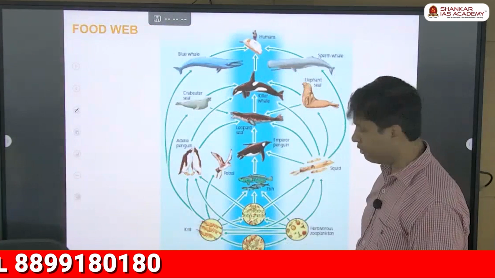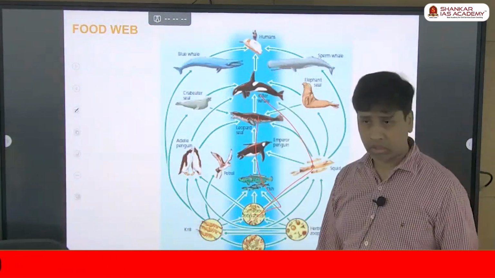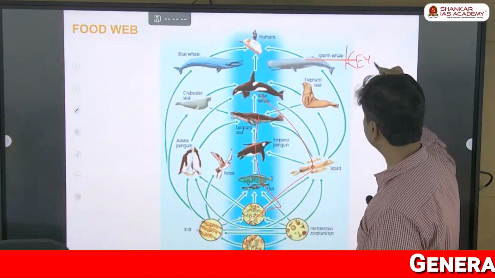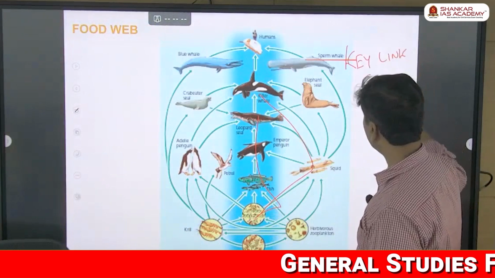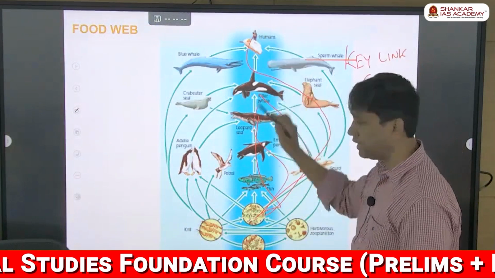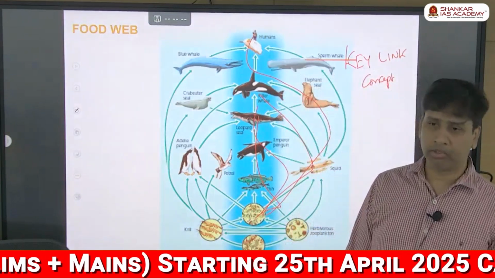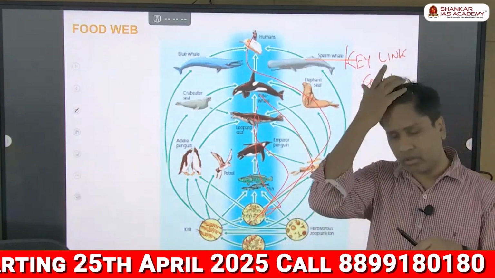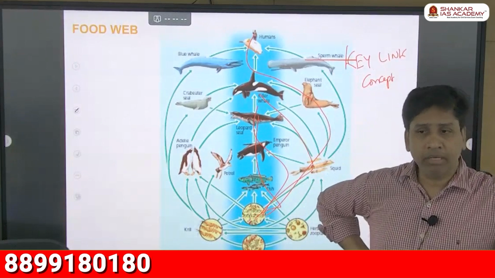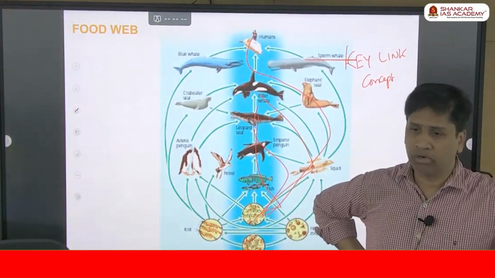If you ask me how many links, maybe this is one link, this is one link, this is one link. It can be 100 links, but it does not matter. They say that a few links are called key links. The key link concept: maybe this link may be a key link, or this link may be a key link. That link should never get disturbed. If I have 200 links, it is not necessary that all 200 are important. Maybe a few will be key links. That key link should be conserved. Why? If the key link is disturbed, the entire food chain will get disturbed. The entire food web will collapse.